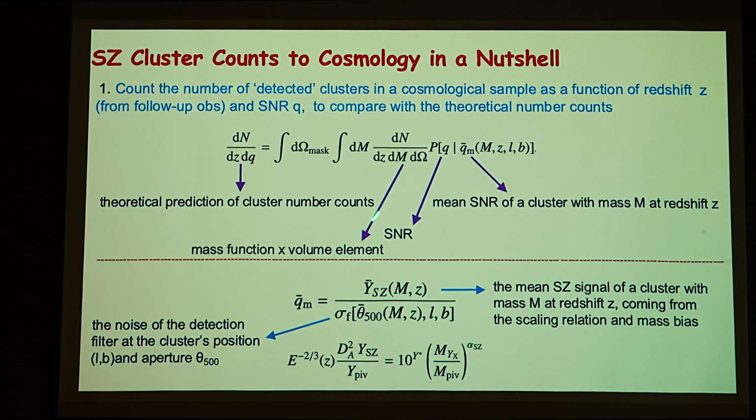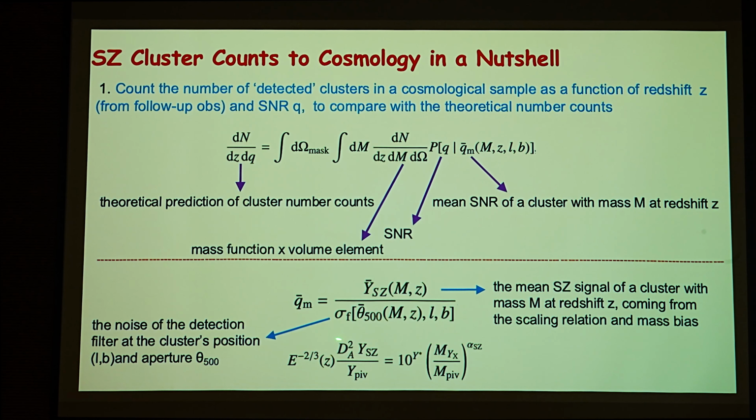Now this probability is actually connected to the mean signal. I'm talking about Planck, of the cluster at mass M and redshift. And this signal to mass relation comes from the scaling relation. And of course, there is a mass bias, which is going to be the focus of this talk.